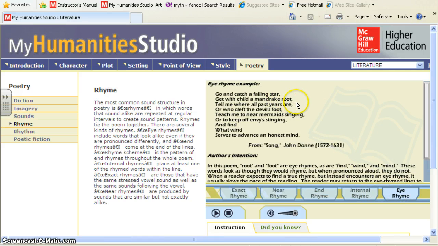Eye rhyme is when it looks to your eye like it would rhyme, but it doesn't when you say it out loud. Root and foot. See, good example. You look at it and you go, yeah, that rhymes. Root and foot. Not exactly. Find, mind, and wind. Find, it's not wind. And find what wind serves to advance an honest mind, from John Donne. So those are some end rhymes that look exact, but they're eye rhymes because they look to your eye like they would rhyme, and when you read them out loud you realize they don't, but that counts too.